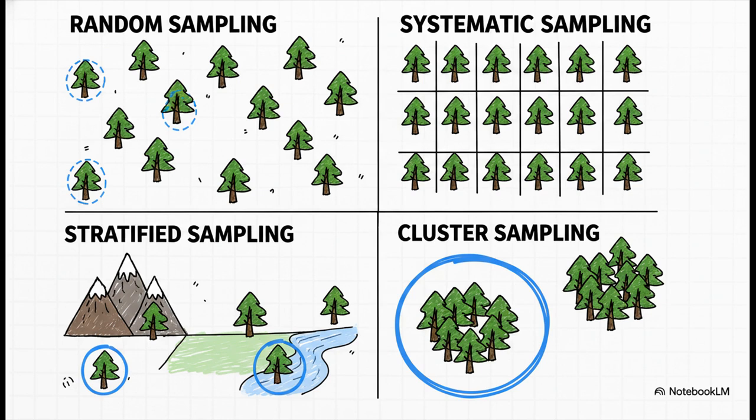But let's be real, nature is rarely uniform. If the landscape is super diverse, say, shifting from deep, shady valleys to rocky peaks, we use stratified sampling. This divides the area into subgroups to ensure every unique microenvironment is fairly represented. And finally, if we're dealing with a massively large area, we use cluster sampling, where we select entire representative groups of units to study all at once.